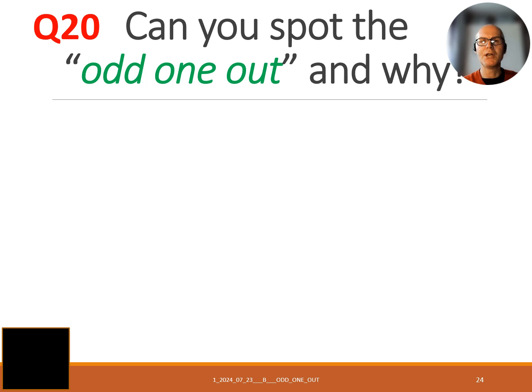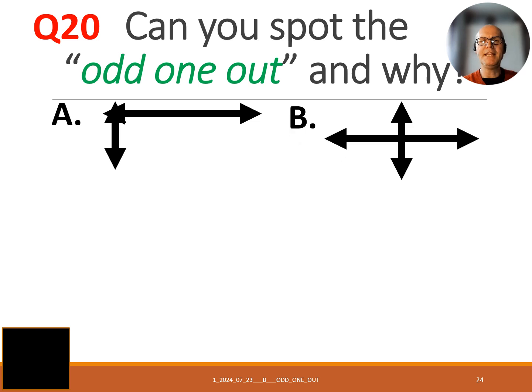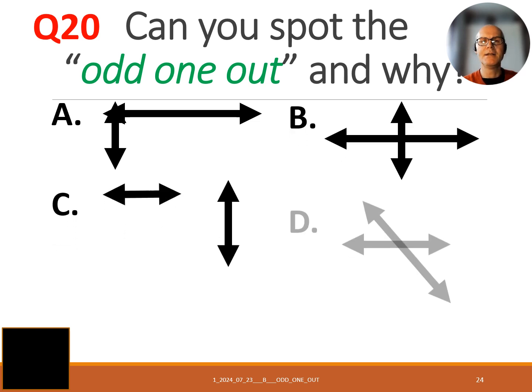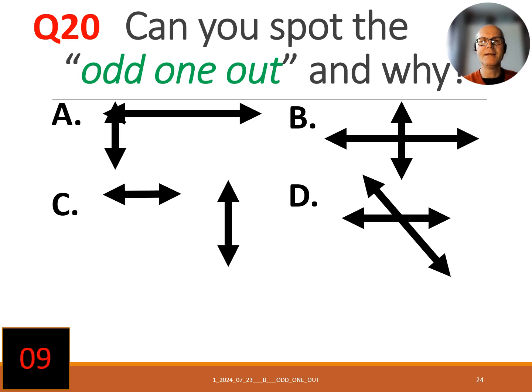Then the last question, question 20. A, B, C, D. Again, one of these groupings is not common with the other 3. Which one is it and why?